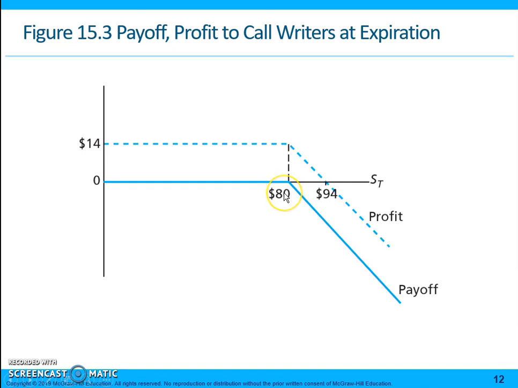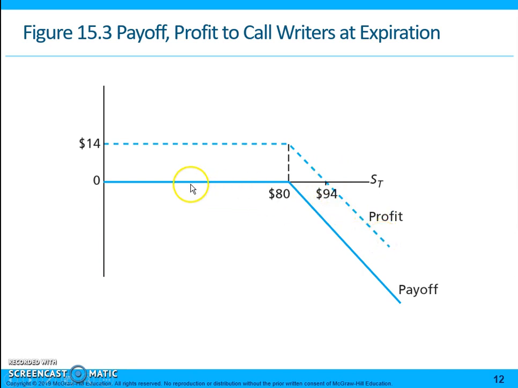What the call writer is hoping is that the stock price is going to stay below $80 and they'll get to keep the premium. However, as the stock price goes up, their break-even point is going to be $94. That's the $14 premium plus the strike price of $80. So at a price of $94, they would break even. At any point above $94, they would begin to lose money.